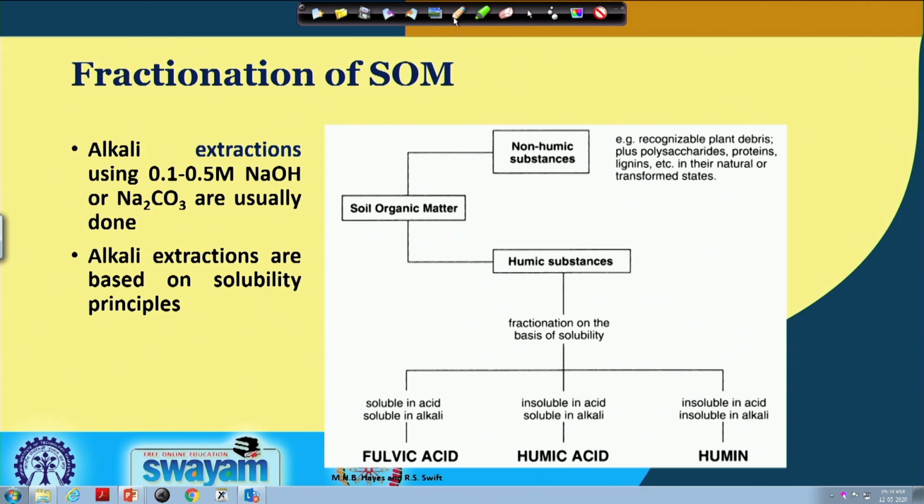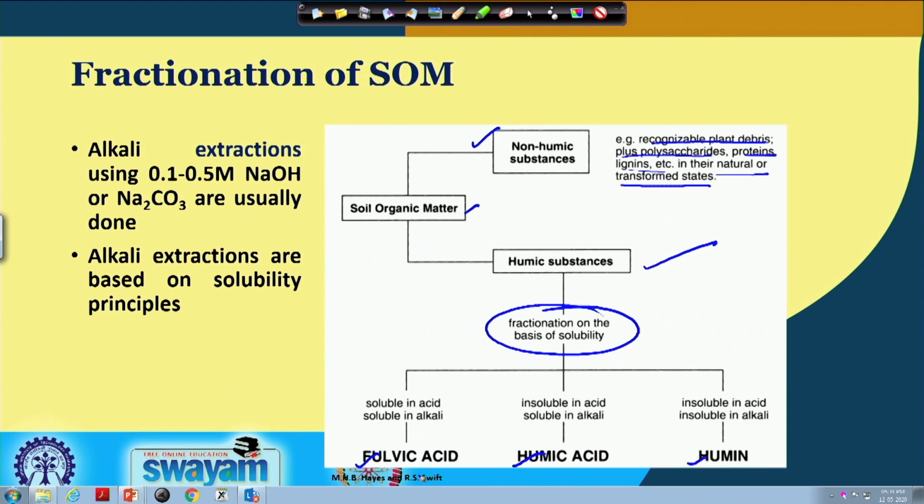So, if we see the soil organic matter, it can be broadly differentiated into non-humic substances. We already know that these are recognizable plant debris plus polysaccharides, proteins, lignins etc. in their neutral and transformed state. Also, it can be classified into humic substances, and these humic substances are basically fractions on the basis of solubility. We can see fulvic acid, humic acid and humin.